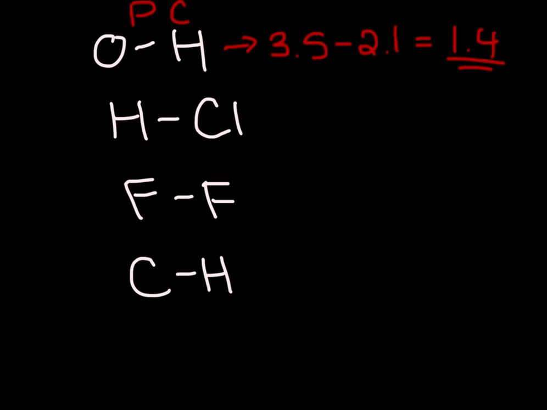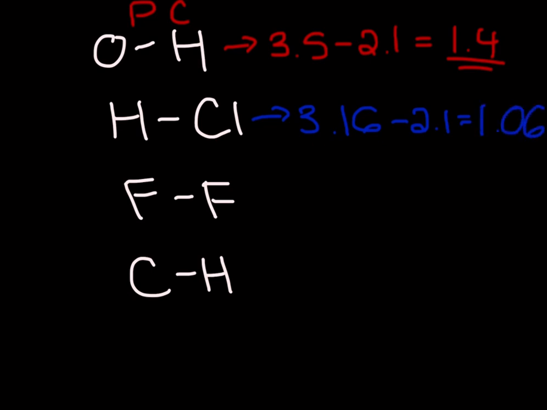Next, we have a bond of hydrogen and chlorine. So we'll do the same thing. We'll subtract chlorine's electronegativity from hydrogen's, or the other way around, depending on which number is larger. So chlorine has an electronegativity of 3.16, and subtracting hydrogen's electronegativity of 2.1, the number we get is 1.06, or 1. So this determines that it is polar covalent again because it's larger than 0.5.